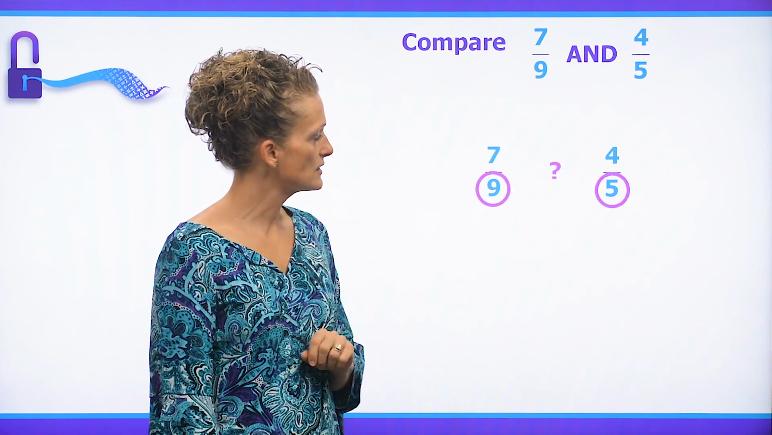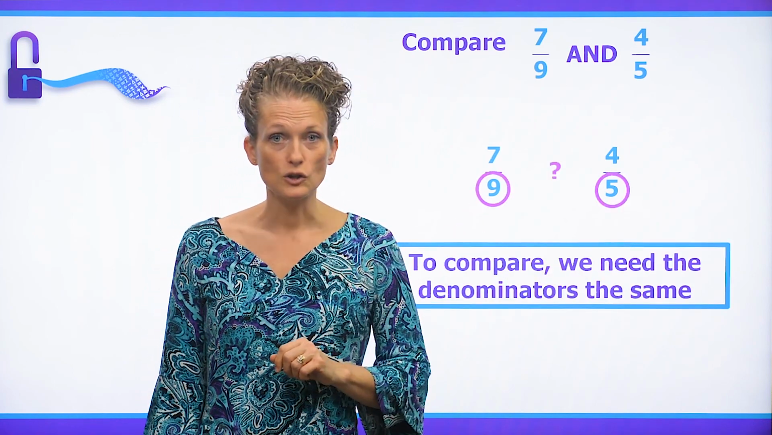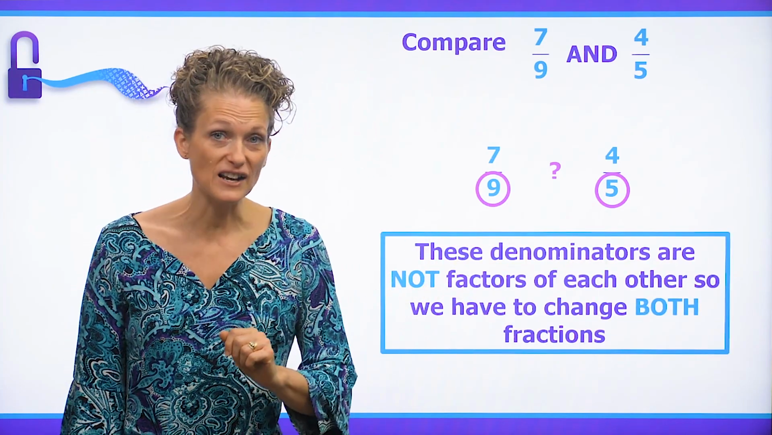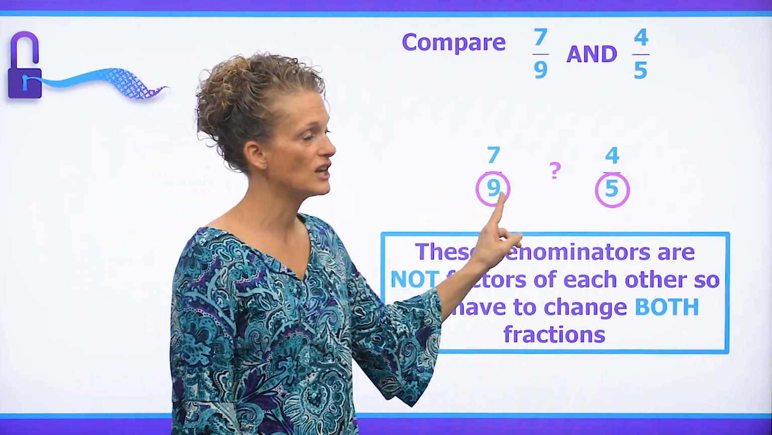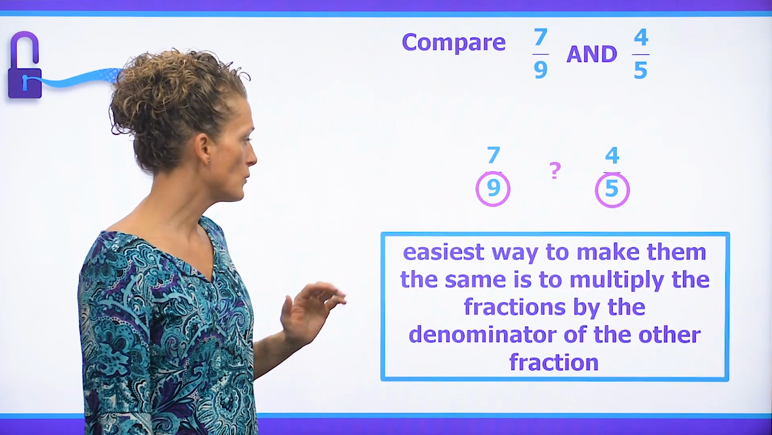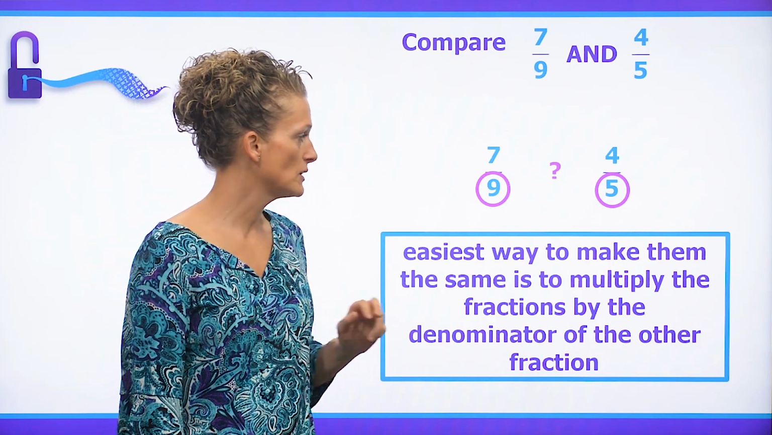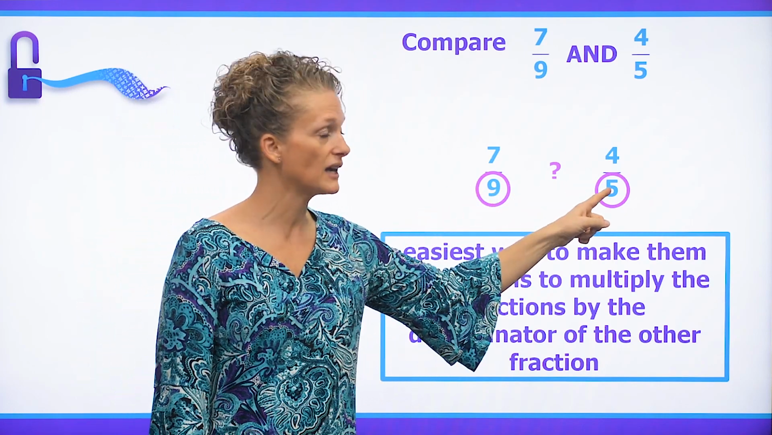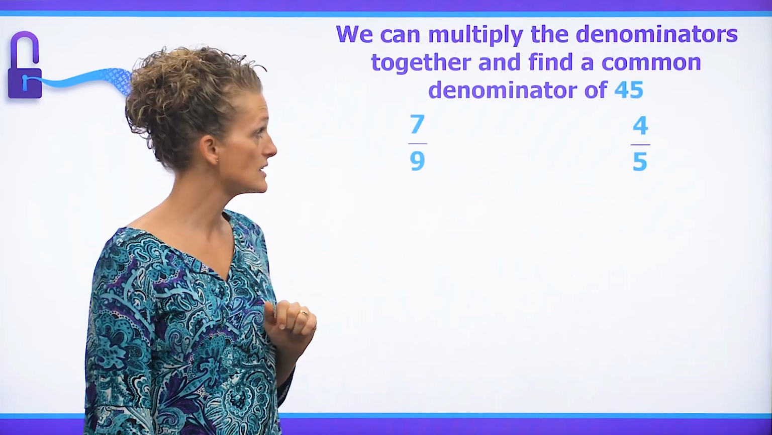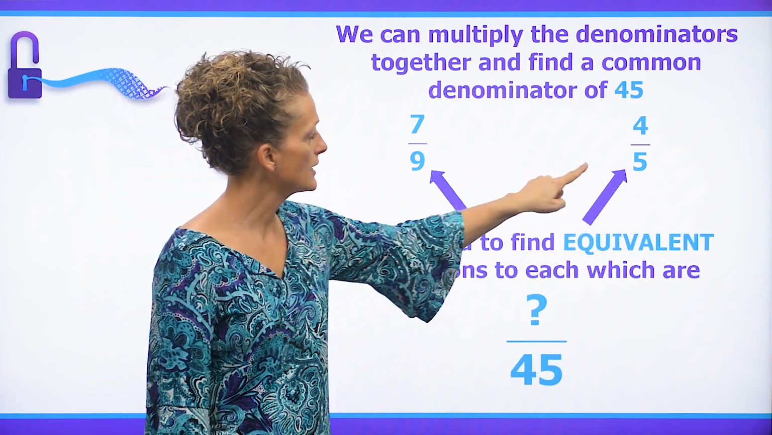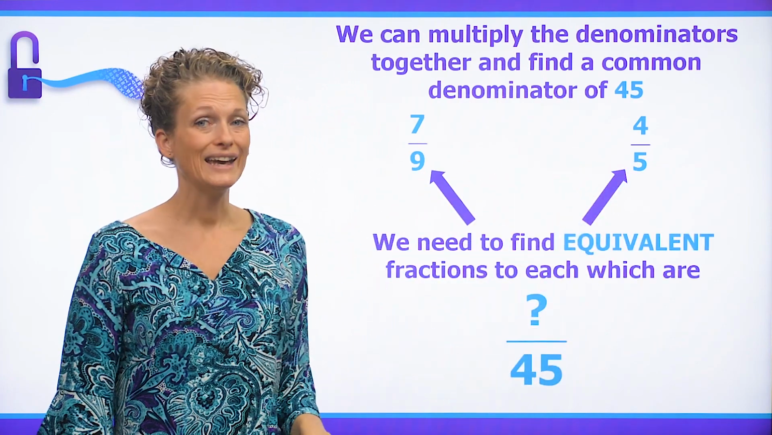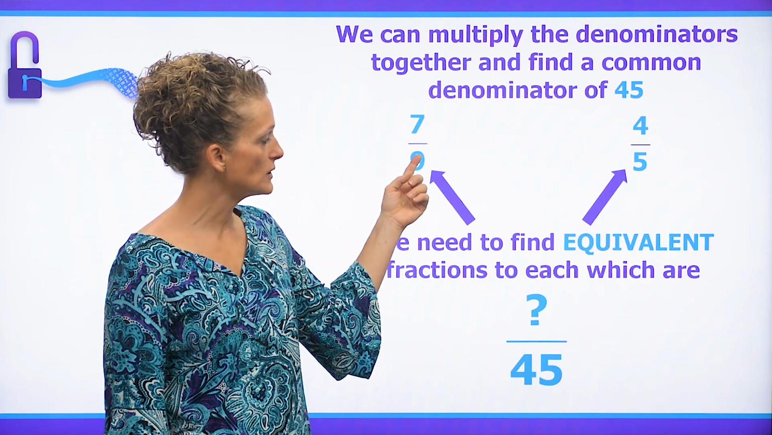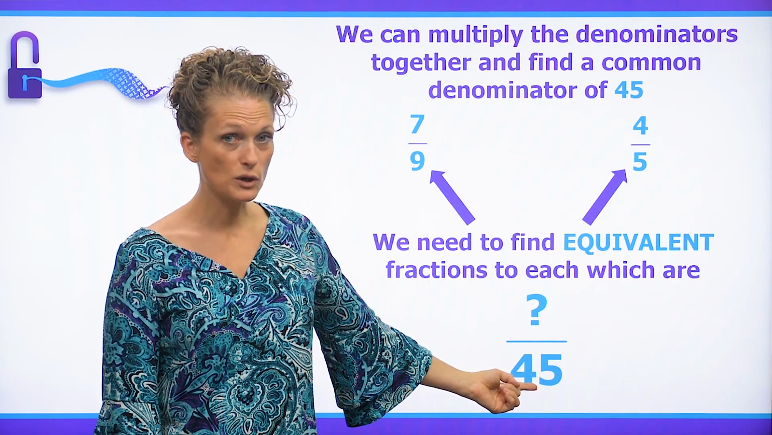All right, well, again, you can see that our denominators are different, so we need them to be the same. Now these denominators are not factors of each other, and so we have to change both of the fractions. The easiest way to have the same denominator is by simply multiplying the denominators of the fractions together. So if we multiply 9 and 5, we get 45, and it is a common denominator.